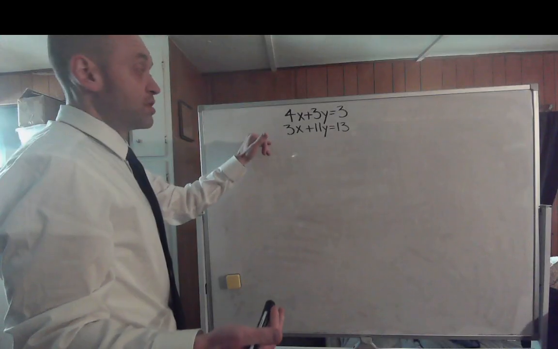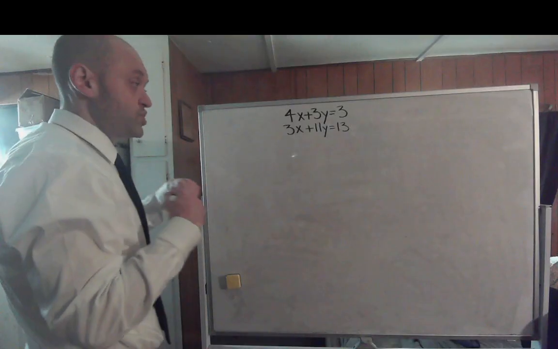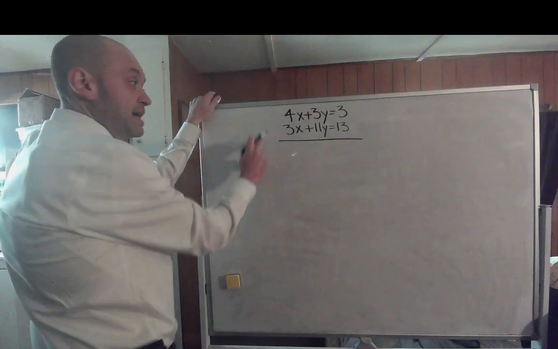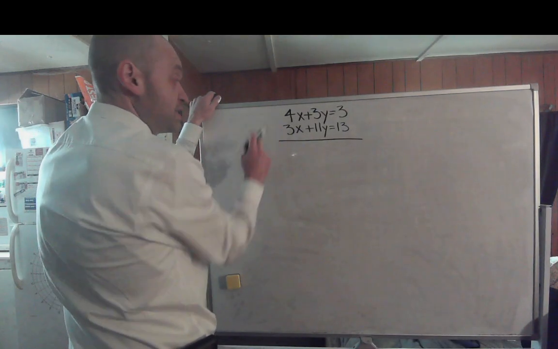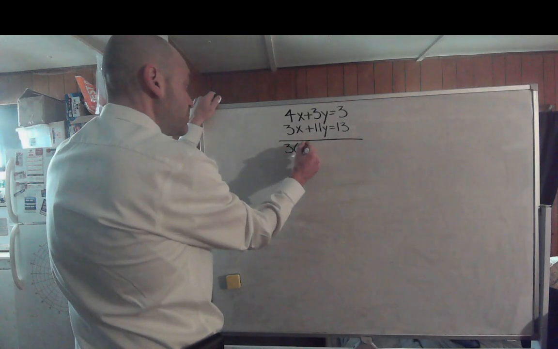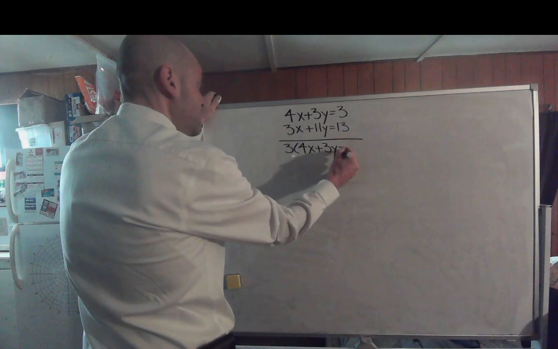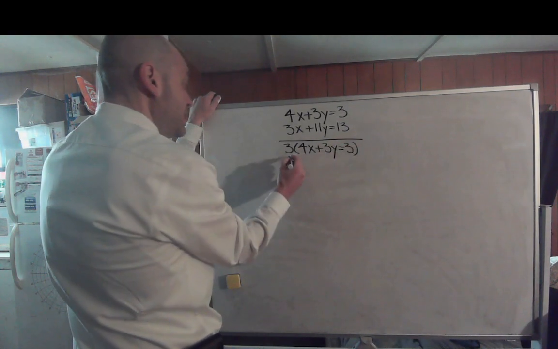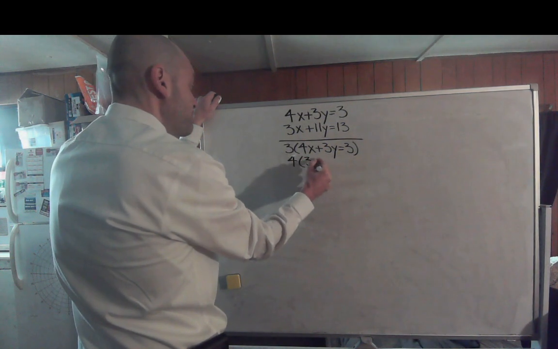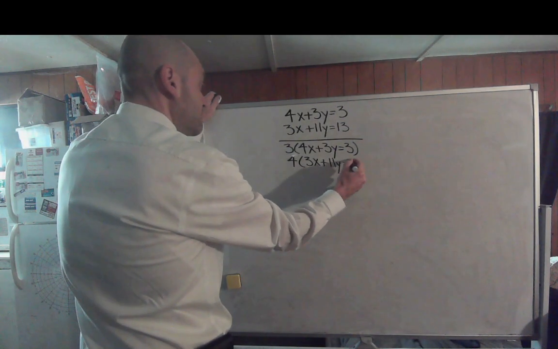For me, I'm going to vote to eliminate x temporarily since they have the smaller coefficients. So let's go ahead and eliminate x temporarily. First, we'll take the top equation. We'll multiply that by 3. So 3 times 4x plus 3y equals 3. And then you'll have 4 times 3x plus 11y is equal to 13.